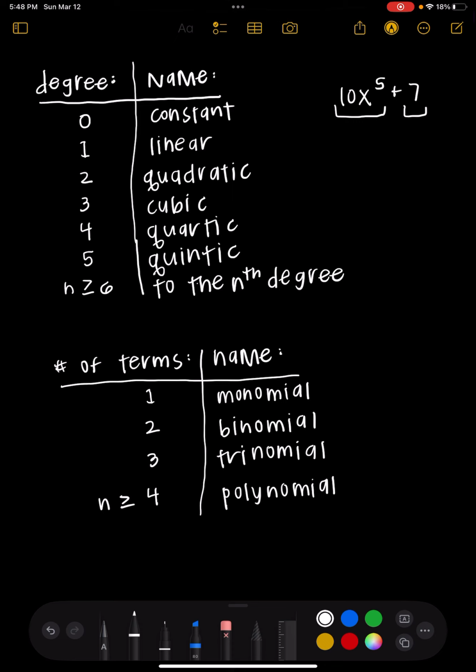If you have a degree of 3, which means your highest exponent is x cubed, it's considered cubic. If your highest degree is 4, or the 4 is the highest exponent, it's quartic, and then 5 is quintic, and then anything that's 6 or above is just called to the nth degree. So if 6 was your highest exponent, then it would be to the 6th degree. If 10 was your highest exponent, it would be to the 10th degree. If 100 was your highest exponent, it would be to the 100th degree.